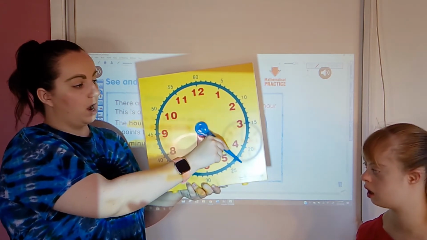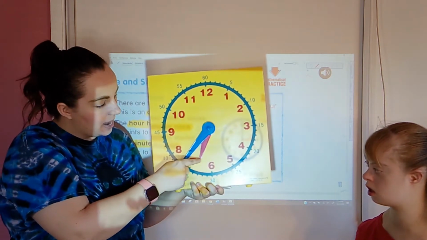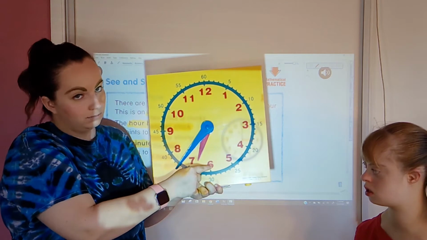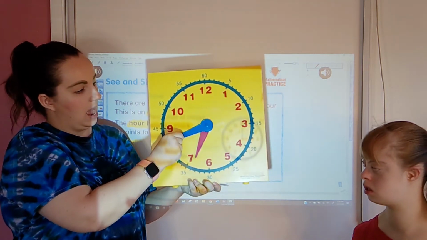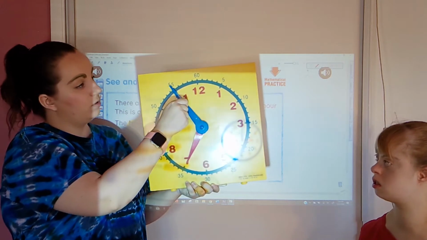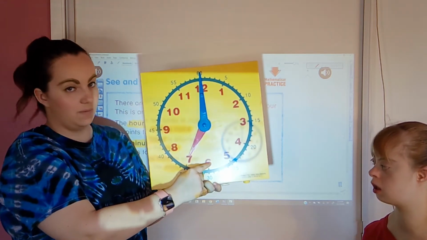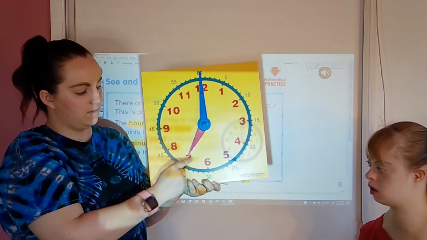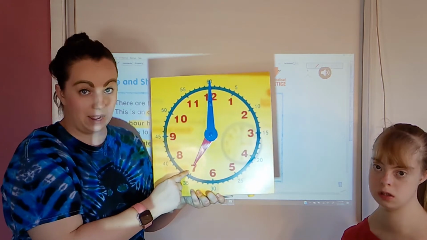has gone all the way around the clock, meanwhile, the hour hand slowly moves from 1 hour to the next. Once the minute hand goes all the way around the clock, you'll see the hour hand has moved from the 6 to the 7, meaning a whole hour, 60 minutes have passed.